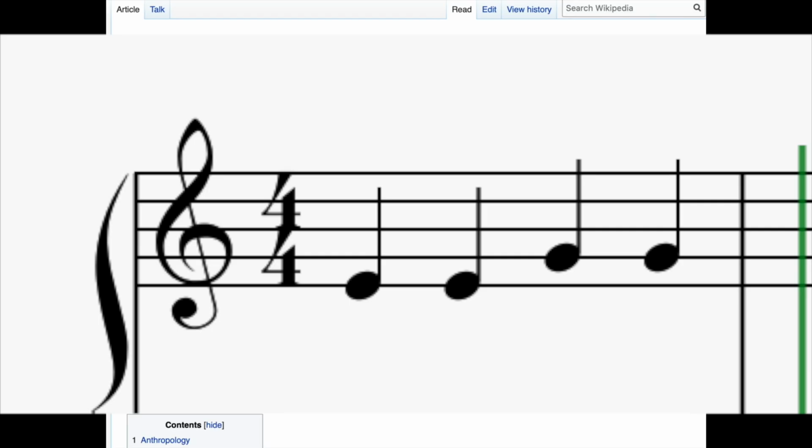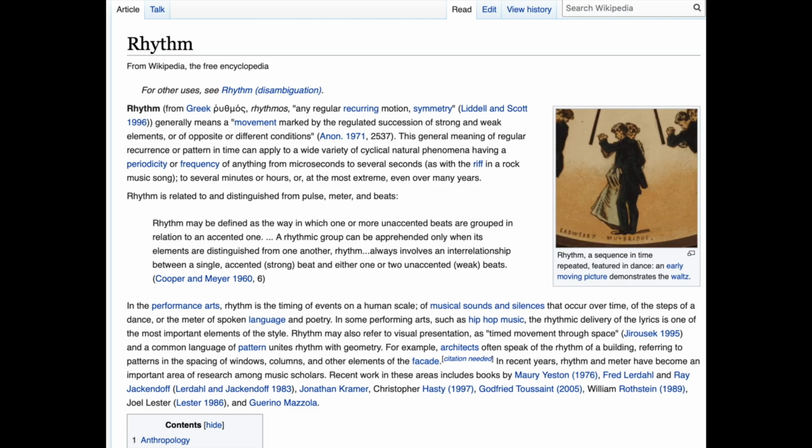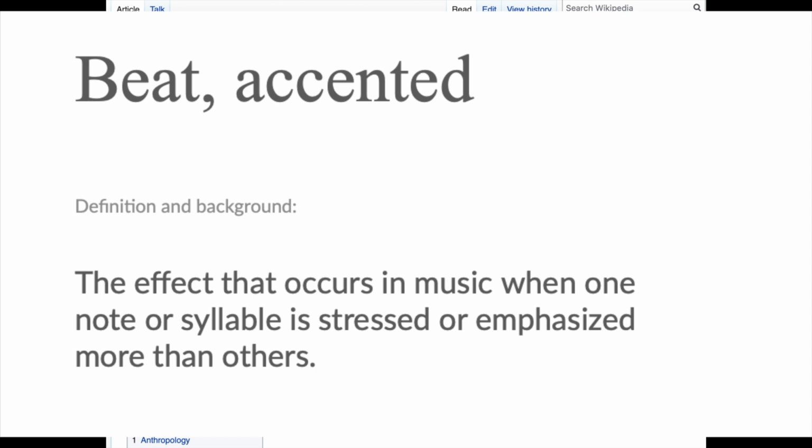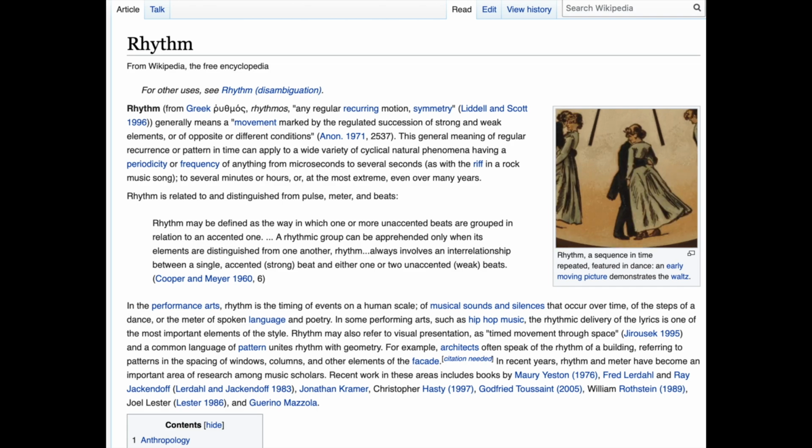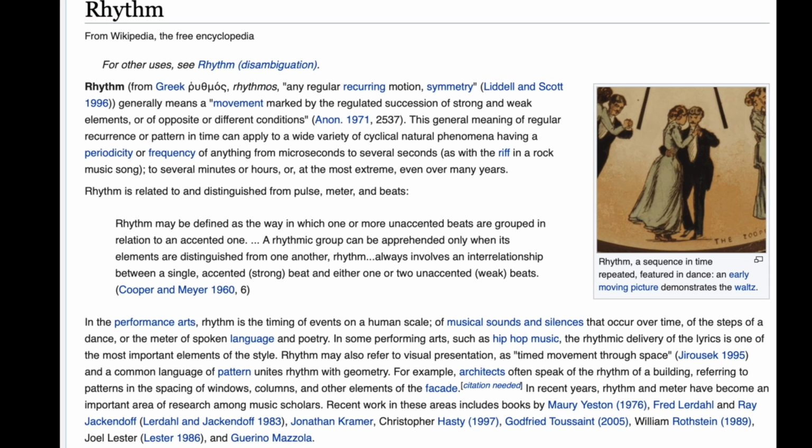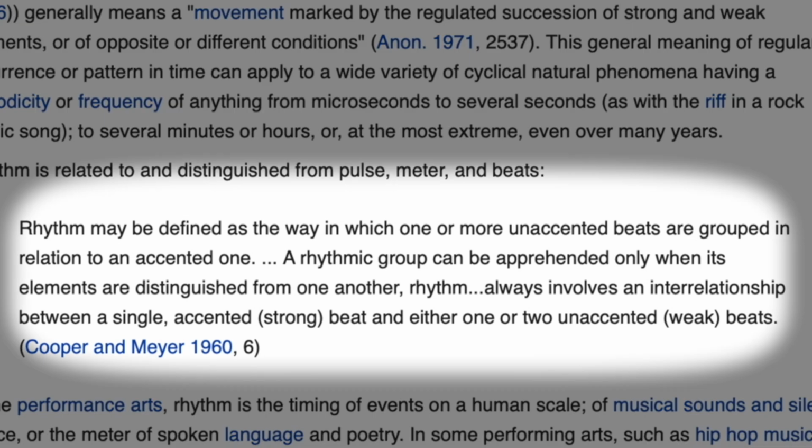So what is rhythm? And how do we differentiate that from the beat or the pulse? Well, one way of looking at it is to think of the rhythm as a combination of accented and unaccented beats. So we have certain notes that are stronger sounding than others, and this creates a hierarchy. As this dictionary definition tells us, rhythm may be defined in a way in which one or more unaccented beats are grouped in relation to an accented one. A rhythmic group can be apprehended only when its elements are distinguished from one another. Rhythm always involves an interrelationship between a single accented strong beat and either one or two unaccented weak beats.